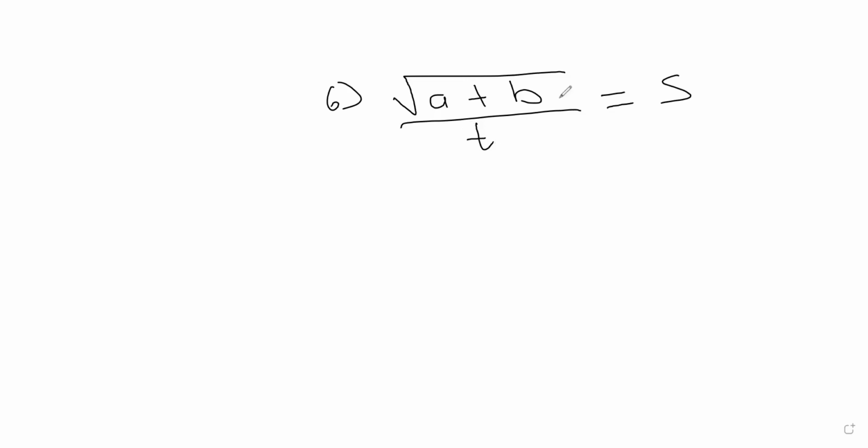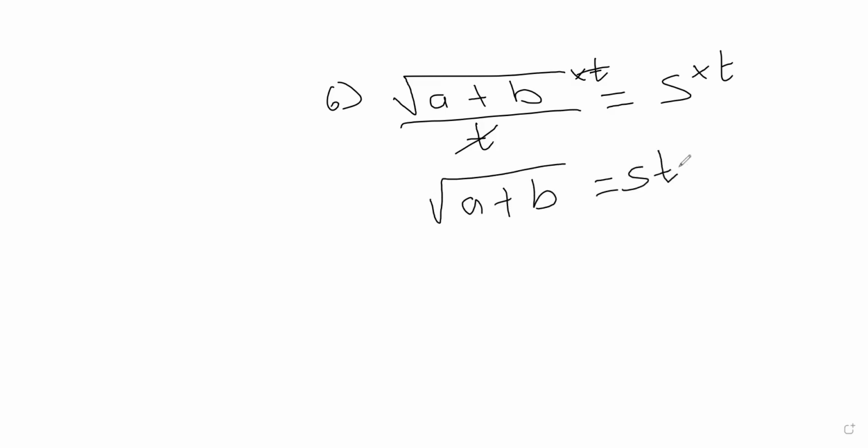And by getting rid of the fraction, we are getting rid of the t. So to get rid of the t, you multiply both sides by t, at which this t will cancel this one. And then you have square root of a plus b is equal to st, right? And if you can remember our third equation that we did where we had a square root, how do we get rid of the square root? How do you think we get rid of the square root?